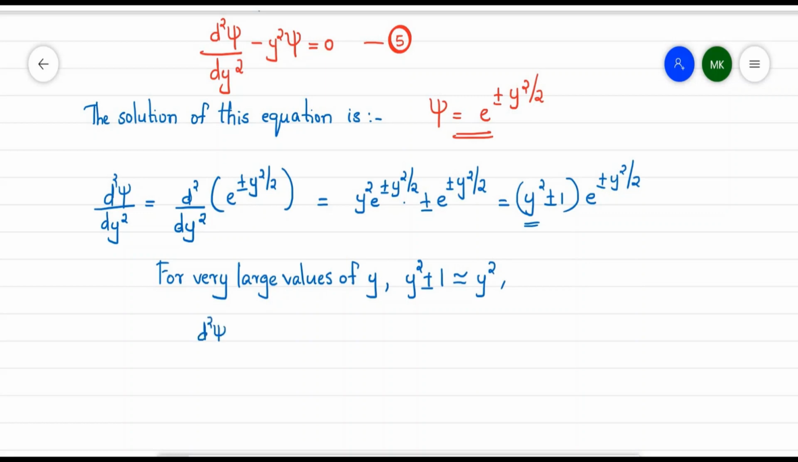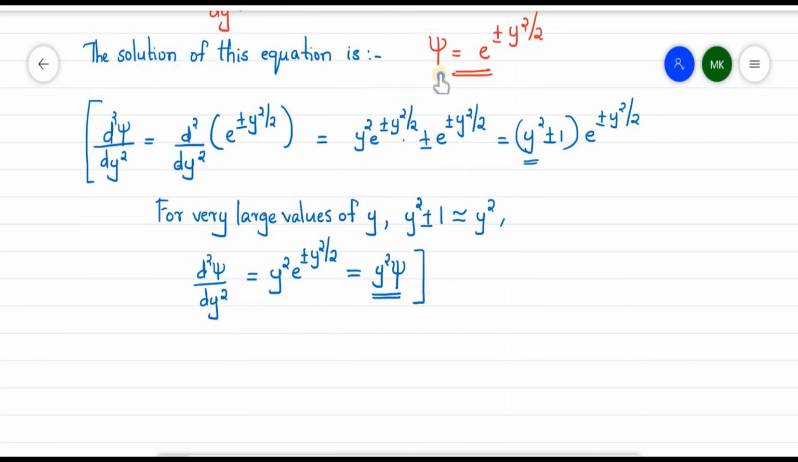So we can write d square xi by dy square equals y square e raised to plus or minus y square by 2, which is equal to y square xi. So thus we can prove that the solution of this equation d square xi by dy square minus y square xi equals 0 is xi equals e raised to plus or minus y square by 2. So here d square xi by dy square is equal to y square xi, or d square xi by dy square minus y square xi equals 0, which is the same as equation 5. We have two solutions. Either xi equals e raised to plus y square by 2 or xi equals e raised to minus y square by 2.